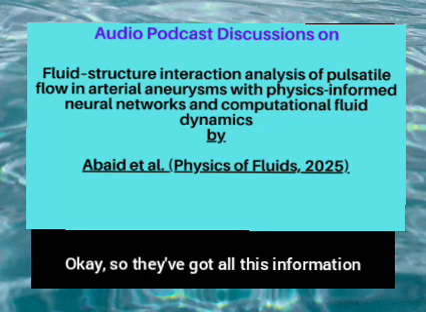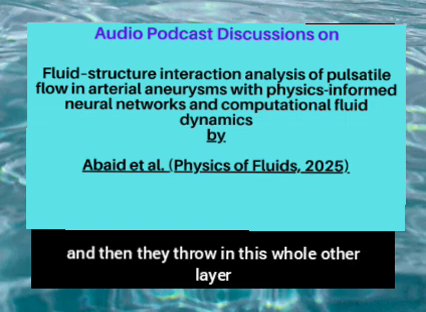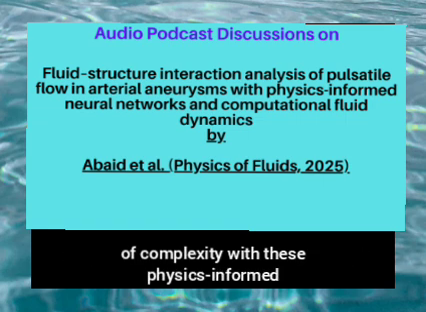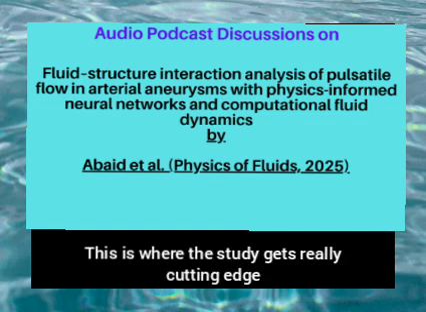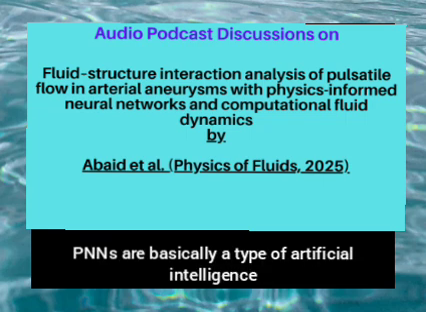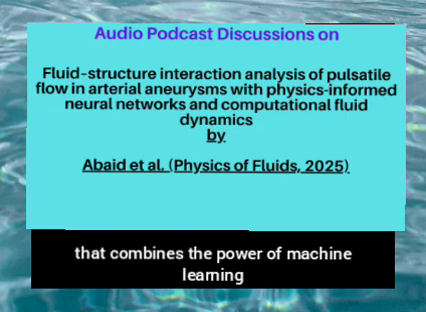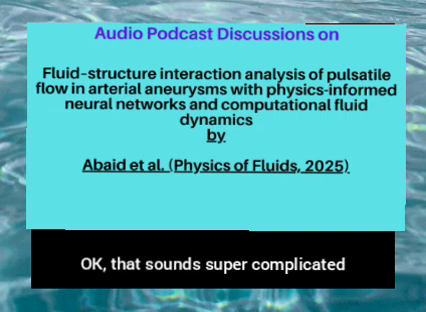Exactly. Okay, so they've got all this information about WSS, von Mises stress, tortuosity, and then they throw in this whole other layer of complexity with these physics-informed neural networks, or PINNs. What are those all about? This is where the study gets really cutting edge. PINNs are basically a type of artificial intelligence that combines the power of machine learning with the fundamental laws of physics. Okay, that sounds super complicated.